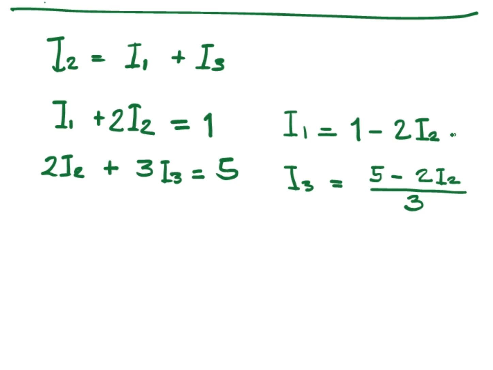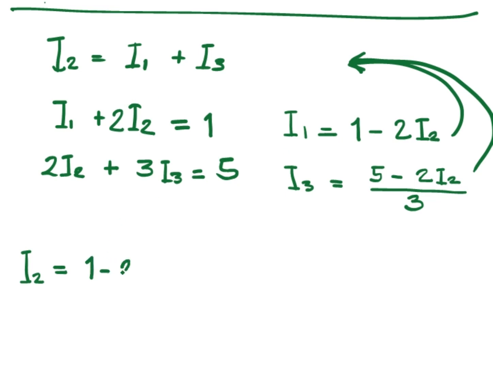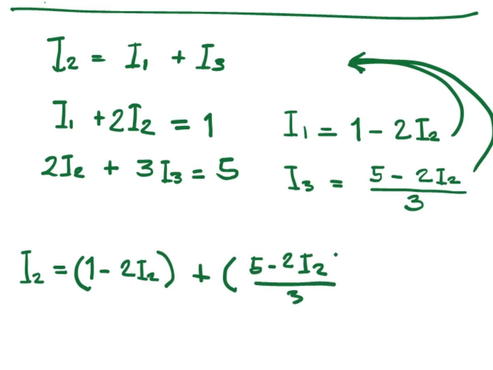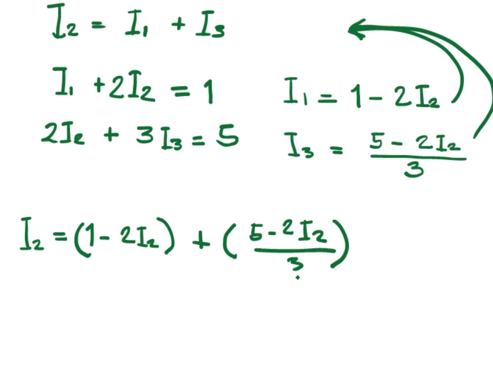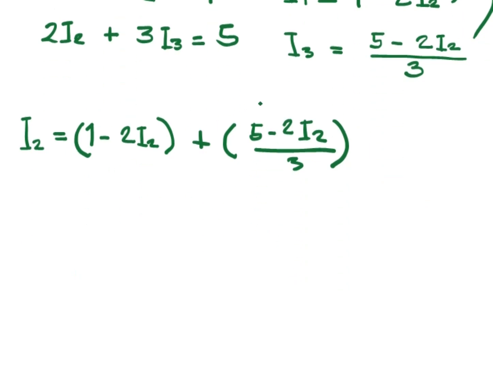If we substitute these two equations into our equation number 1, then all the variables for equation 1 will become I2. So you'll have I2 is equal to I1, which is 1 minus 2I2, plus I3, which is 5 minus 2I2 all over 3. So if you notice, all the variables now in this equation are I2.